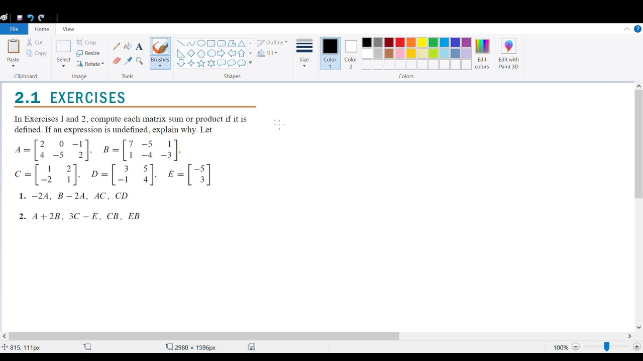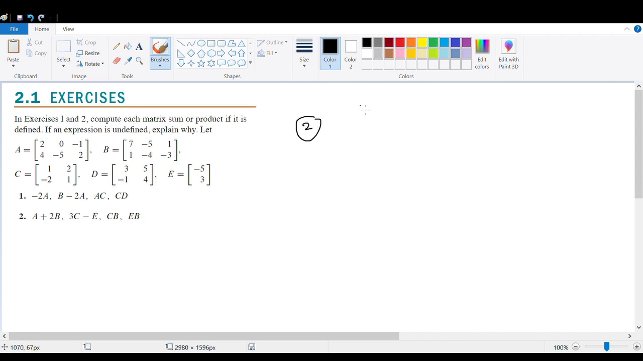In exercises 1 and 2, compute each matrix sum or product if it is defined. If an expression is undefined, explain why. So for exercise 2, we need to find A plus 2B, 3C minus E, CB, and EB.